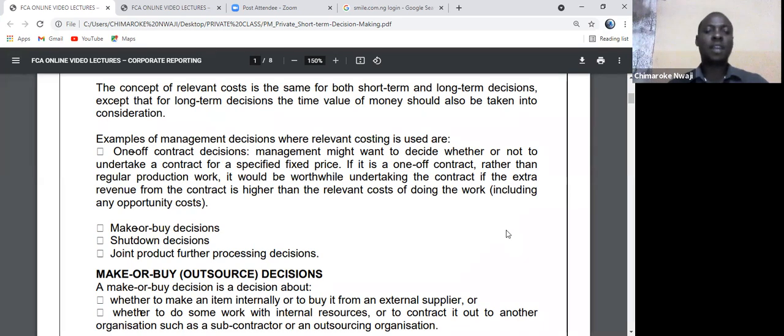All right, so let's start with one of the management decision-making techniques, the make or buy, also called the outsource decisions. What is a make or buy decision all about? Now, you agree with me that if you are into manufacturing of certain things, there are other people who could be doing the same thing.